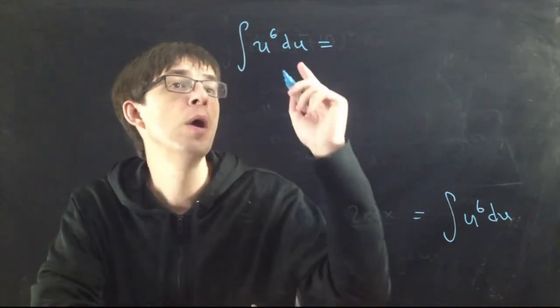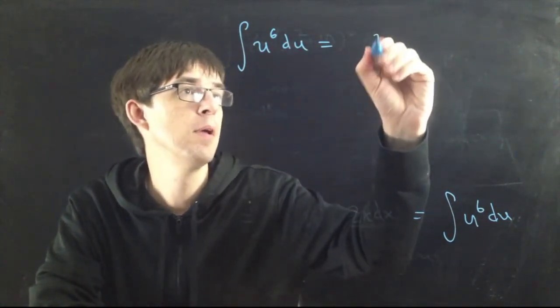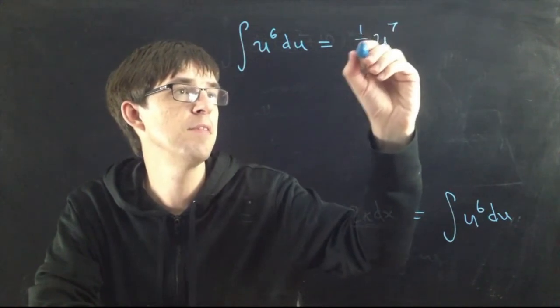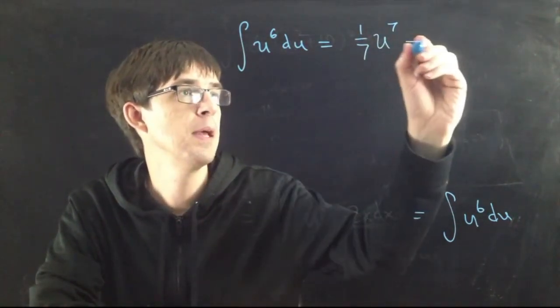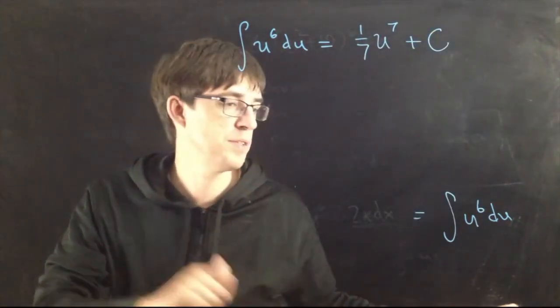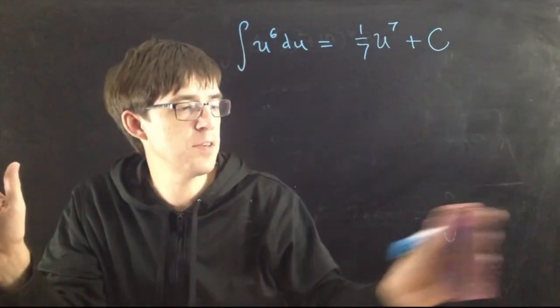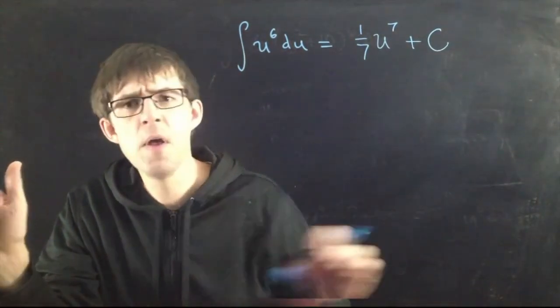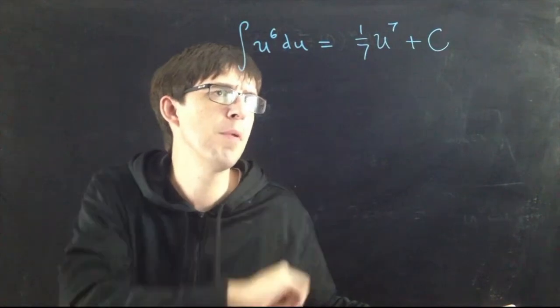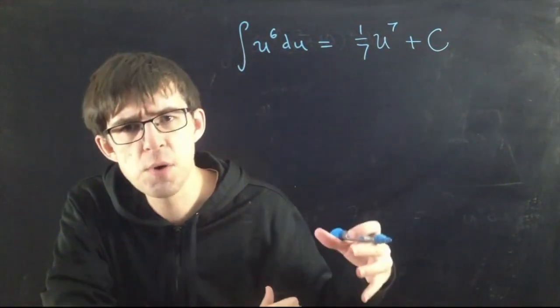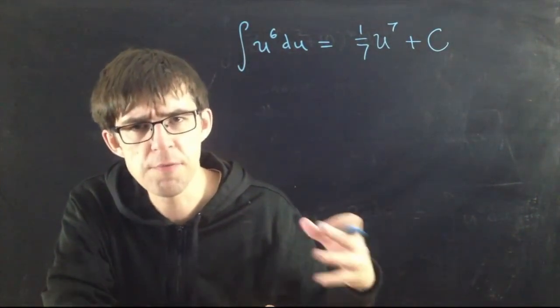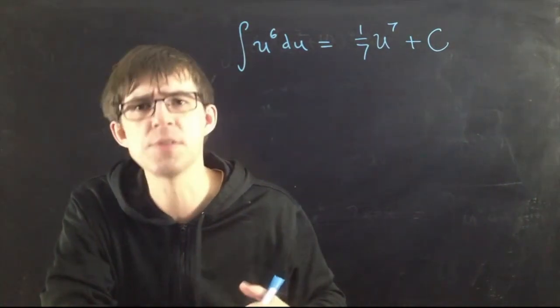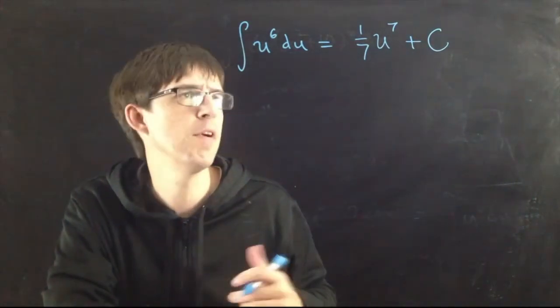It's just a power of u, which means I increase the power by 1, so it becomes u to the 7, and then I divide by the new exponent, and of course I write the plus c. And this is basically the answer. I have done the antiderivative. The only thing remaining to do is, the original question was in terms of x, right? A function with the variable x. You should write the answer also with the variable x.